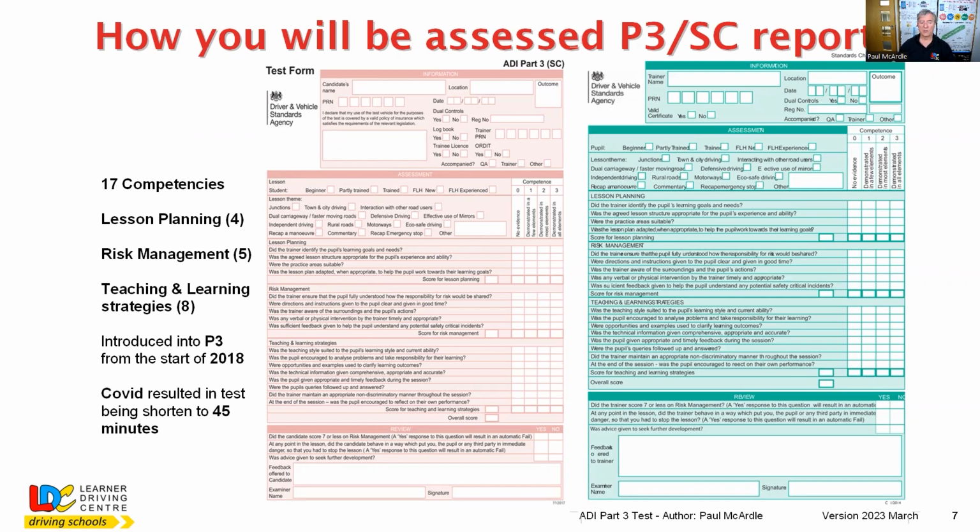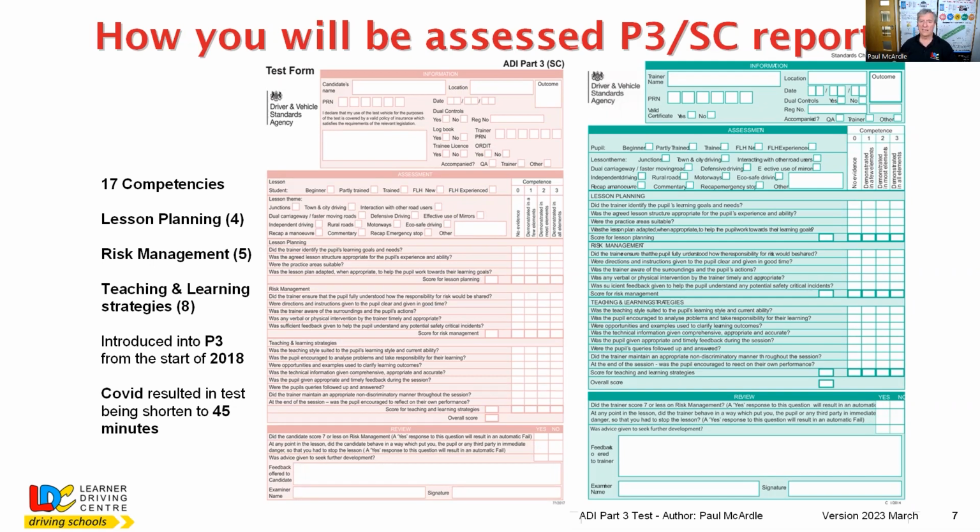Now, they were introduced into the Part 3 from the start of 2018. So before 2018, this was not the way the DVSA would assess a Part 3. However, they had assessed the standards check, as they changed it, because it used to be called check test. They changed that name to standards check in 2014. So from 2014, they did use this form to assess existing ADIs who had already passed Part 3, but not new ADIs who were attempting Part 3. As I mentioned earlier, COVID resulted in the test being shortened to 40 to 45 minutes.